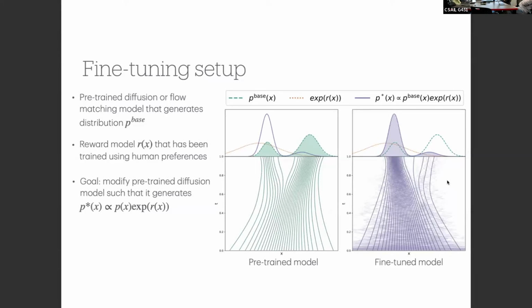So we would start from a base model, that's a flow matching model that generates this green distribution. And if you look at this very simple setting, the exponential of the reward would have this shape here. So that's the orange curve. Assuming that we are able to train the fine-tuned model exactly, we would want the fine-tuned model to have these purple trajectories that are able to generate the P-star distribution.